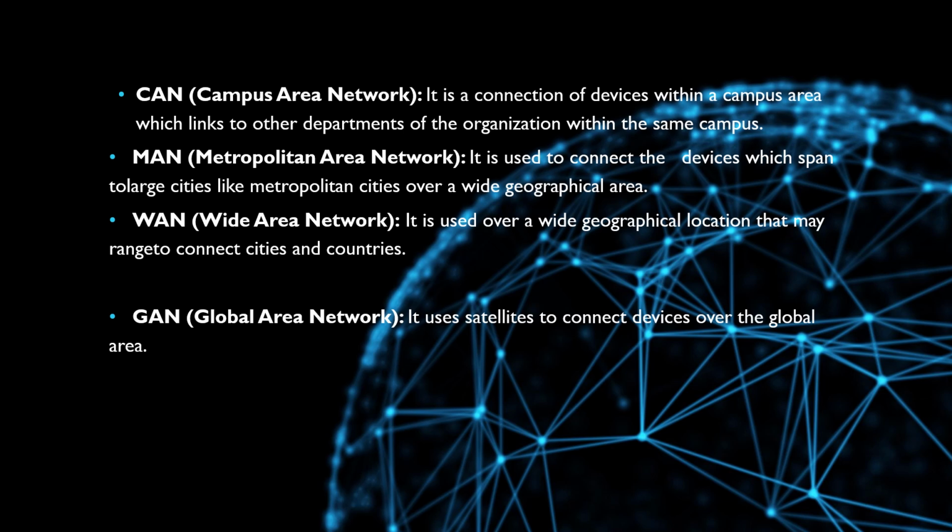Now the next is metropolitan area network. It is spread over a city. Next is wide area network. It covers a wide geographical location, even countries. The next is global area network, which covers the entire global area, that is the entire globe.